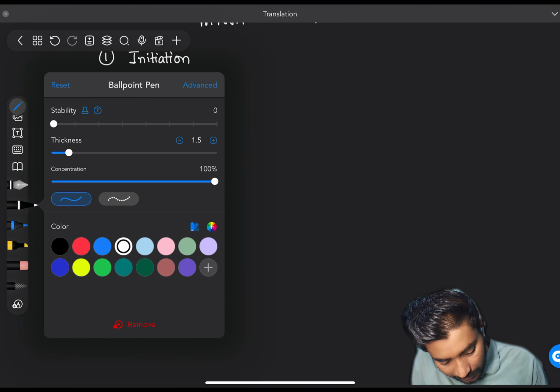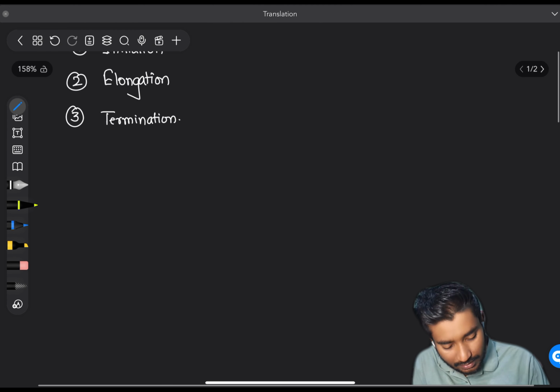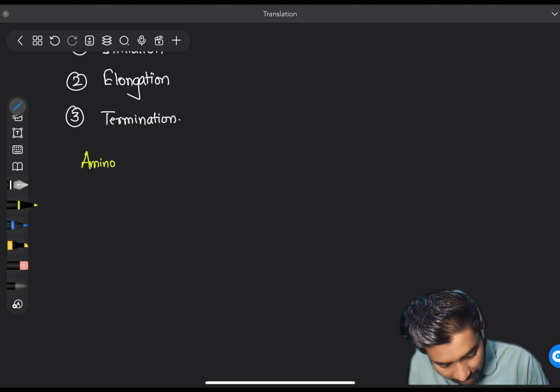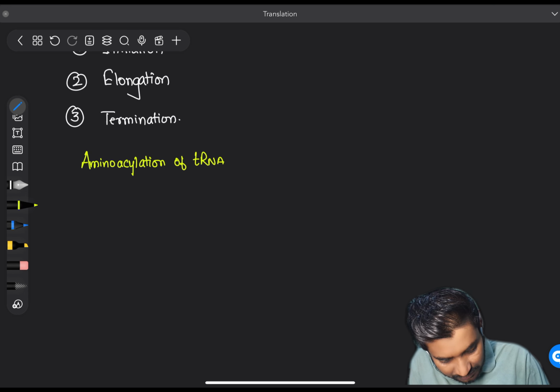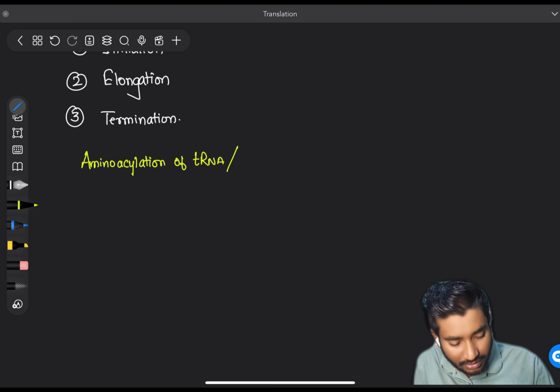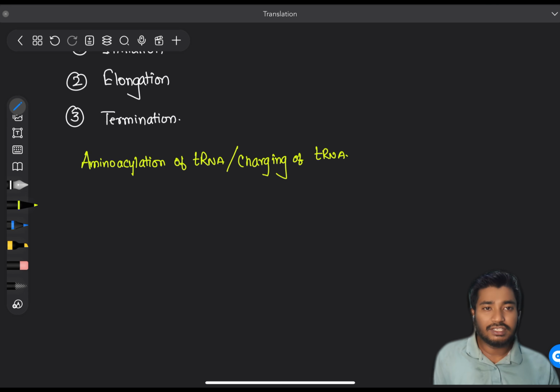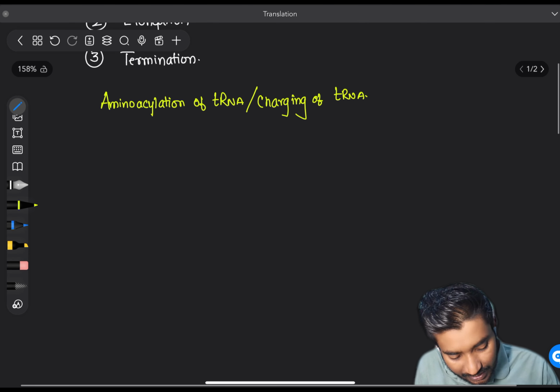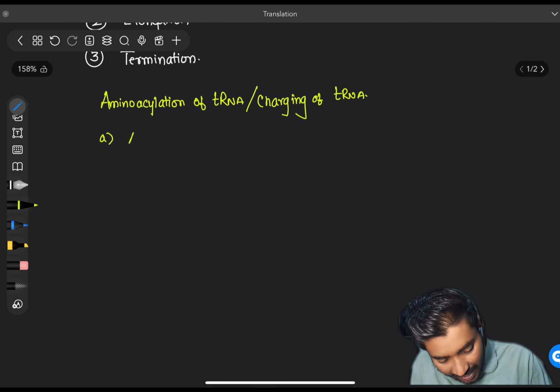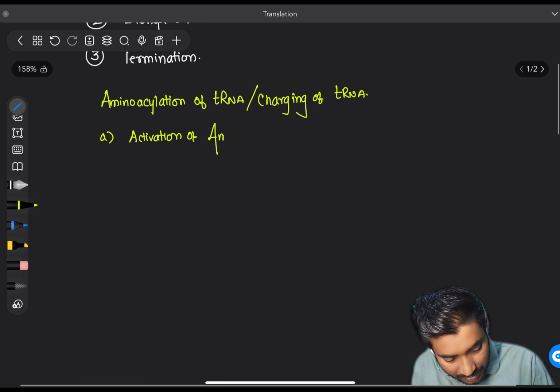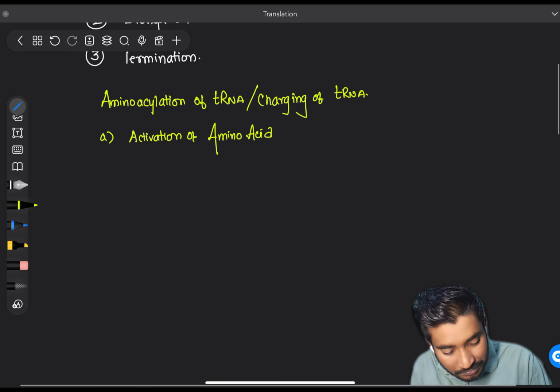So you know what? Amino acylation of tRNA is also called charging of tRNA. In this process, the first step is activation of amino acid. Amino acid needs to be activated first.